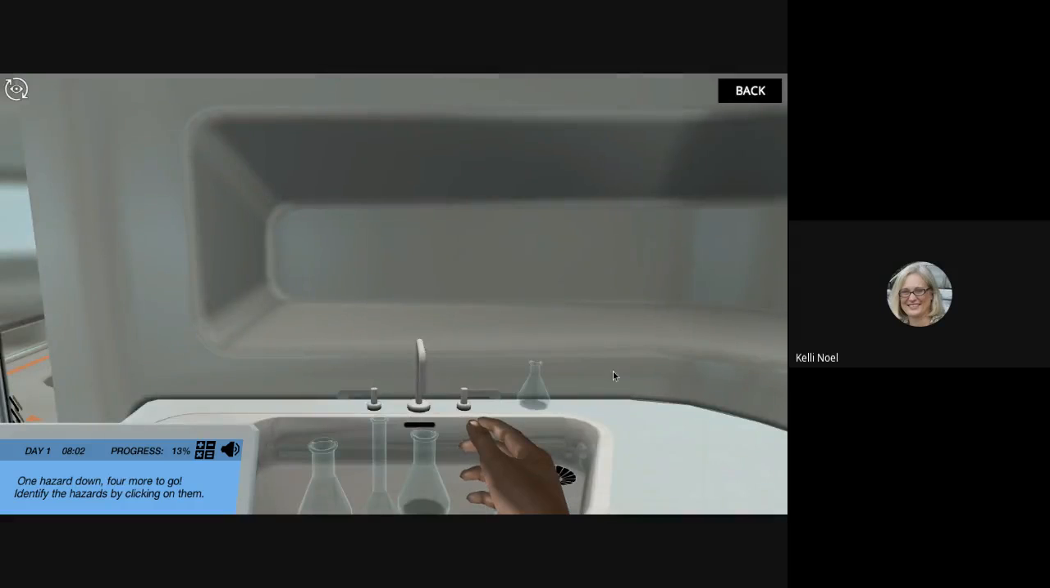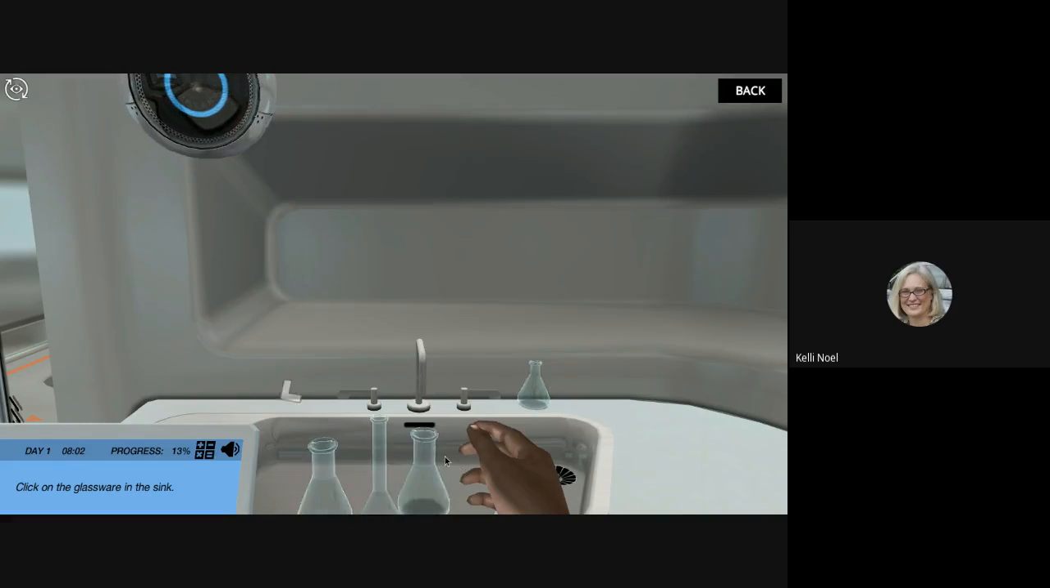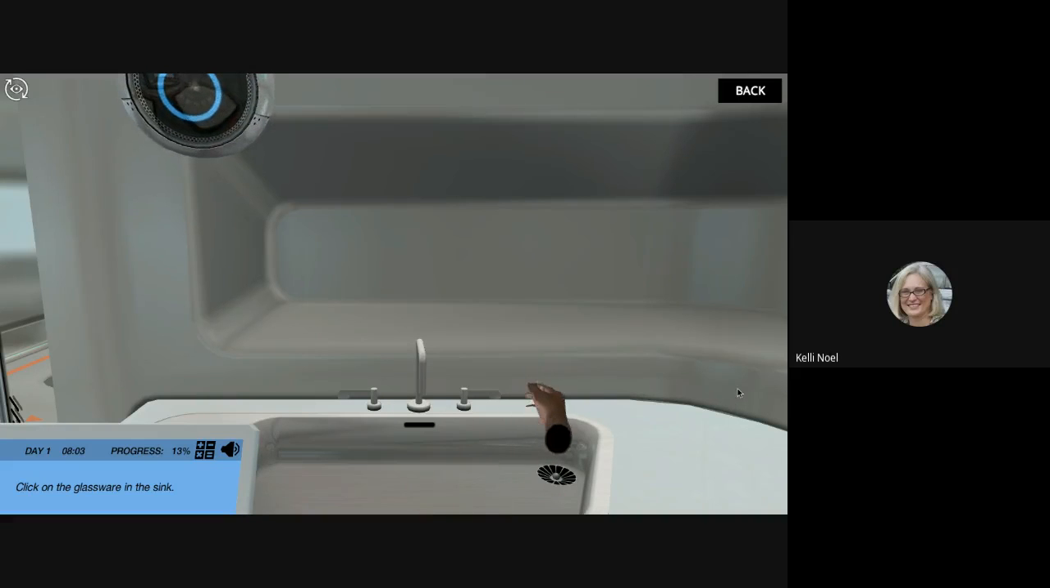A sink full of dirty glassware isn't a nice surprise. Make sure you always clean, dry, and put away the equipment after every experiment. Let's remove the glassware. And all you're going to do is click on the glassware and it'll take it away. Notice how beautiful, clean and tidy it is.